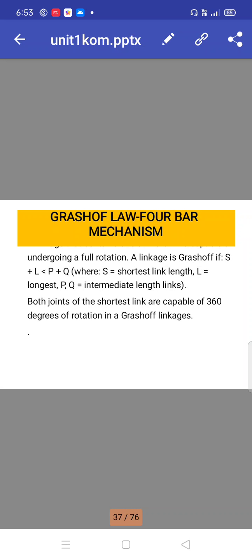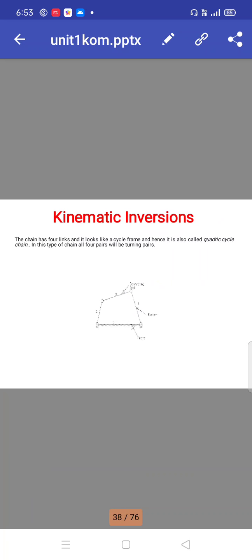So we discussed earlier, linkage Grashof, if S plus L less than P plus Q, where S is the shortest link, L is the longest link, P comma Q is intermediate length links. Both joints of the shortest link are capable of 360 degree of rotation in Grashof linkages.